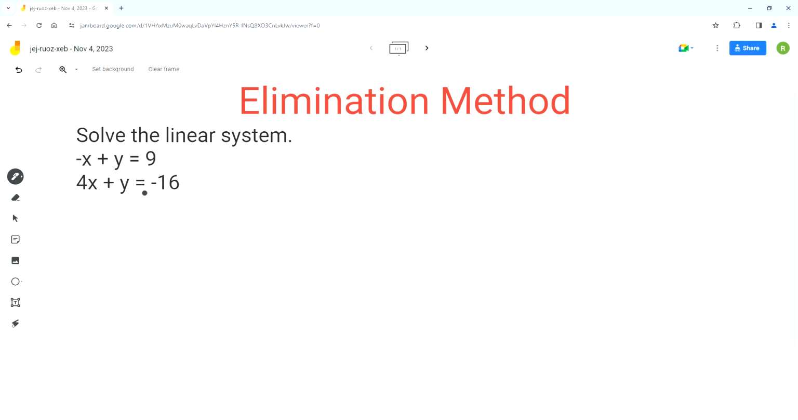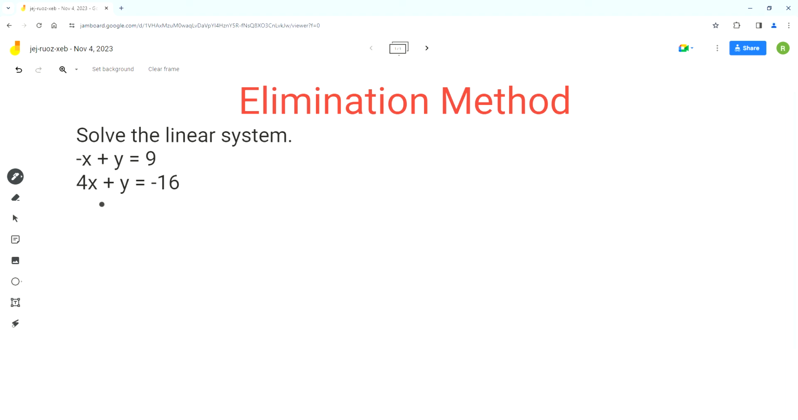Now that depends on the coefficients of the x and the y terms. Let's analyze the coefficients of the x and y terms in these two linear equations. So let's start with the x variable. Now in the first equation, the coefficient of x is -1. And in the second equation, the coefficient of x is 4. So if we add these two equations, the x terms won't cancel each other out. Similarly, if we subtract these two equations, the x terms won't cancel each other out.